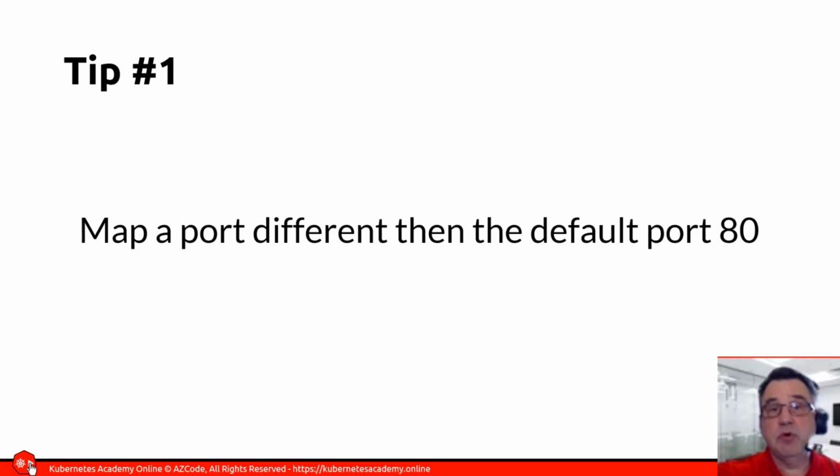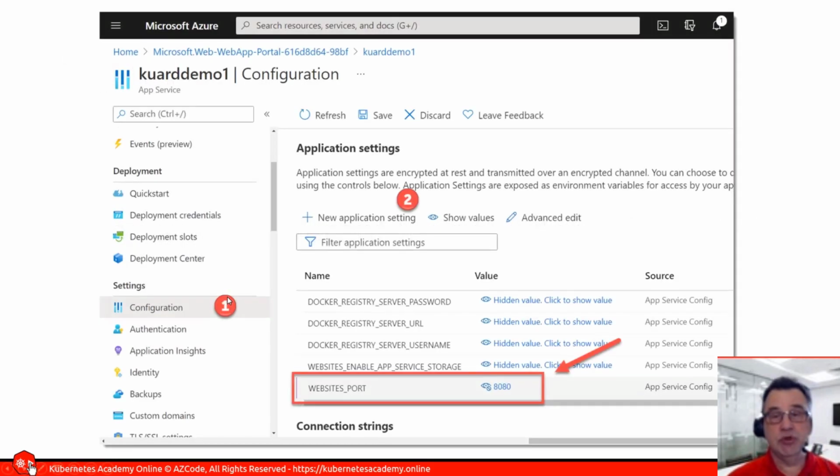Now, App Service listens on port 80. Is there a way around that? Yes, by mapping a port here. So what you do, you click on the configuration menu in the left, and you add a new application setting. And the application setting name is WEBSITES_PORT, and you set it to the port your container is listening to. In my case, 8080. So WEBSITES_PORT, that's a magic string.